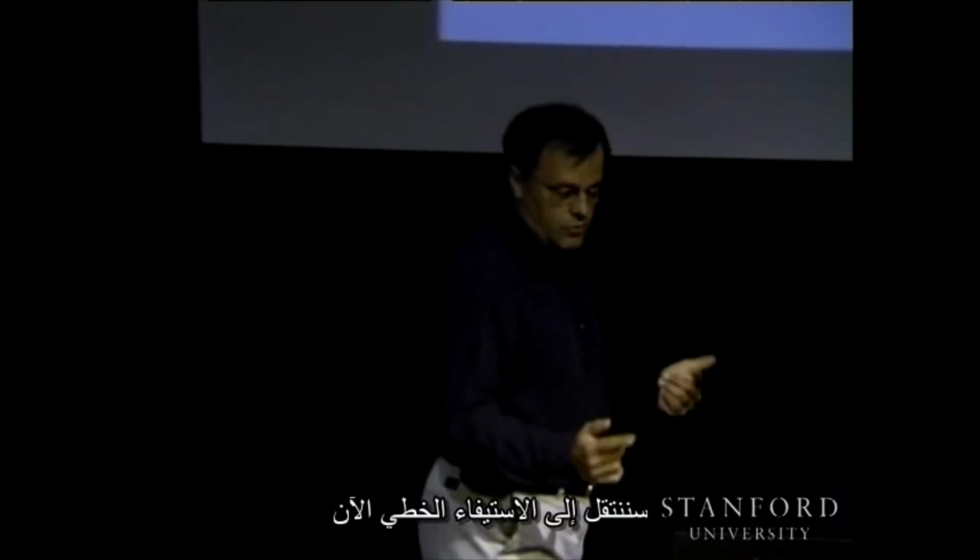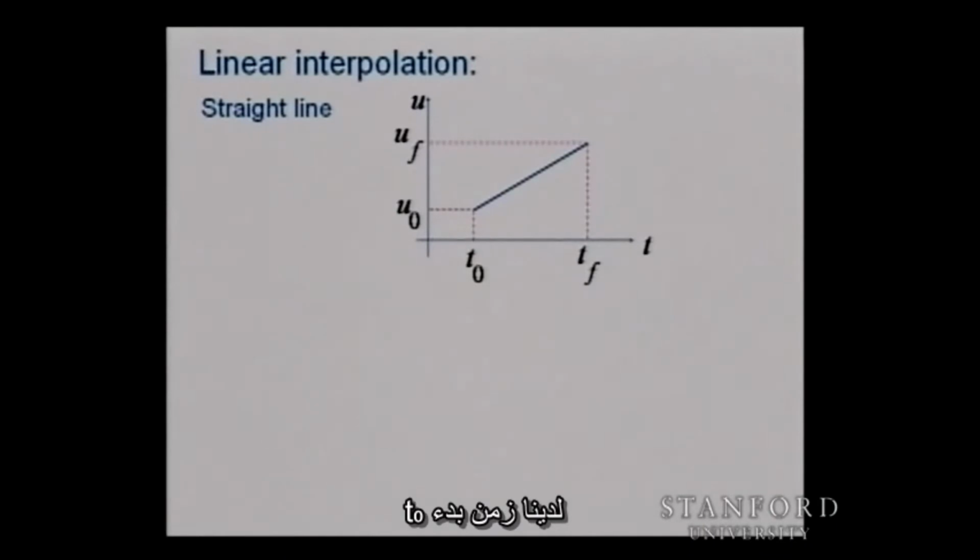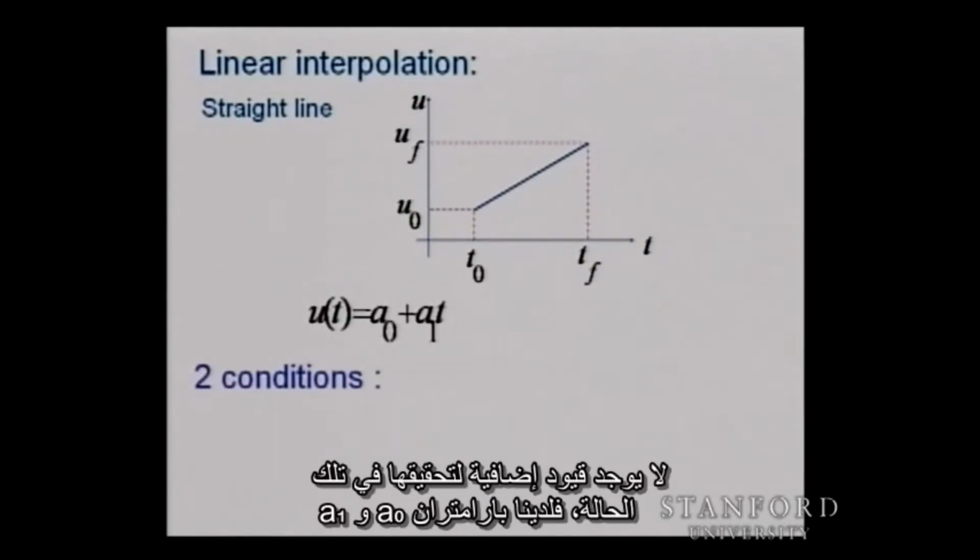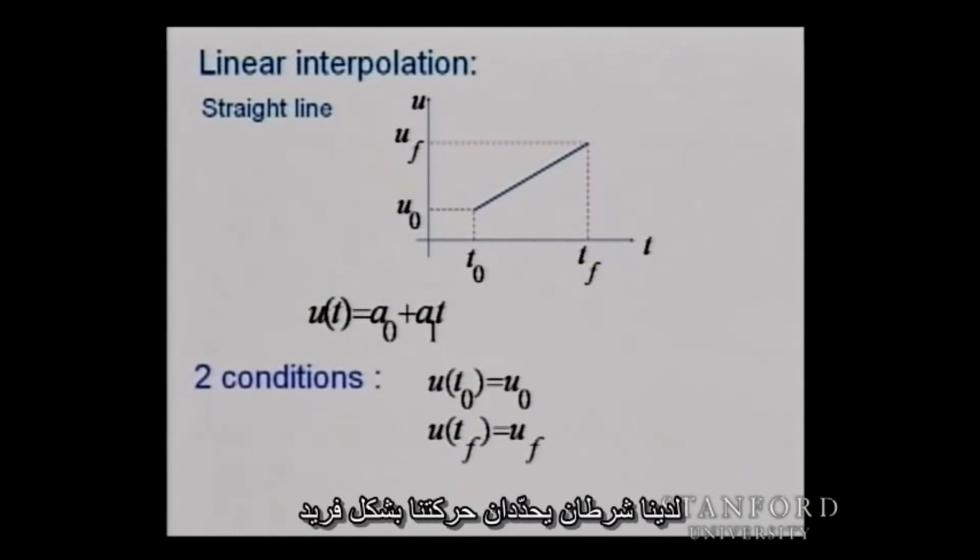No? So we'll move to linear now. So linear interpolation, straight line, right? We have starting time t0, goal time t sub f, position at the beginning u sub 0, position at the end u sub f, and that's it. There are no more conditions that we can satisfy in this case, because we have two parameters, a sub 0, a sub 1, and we have two conditions, and that uniquely defines our motion, right?